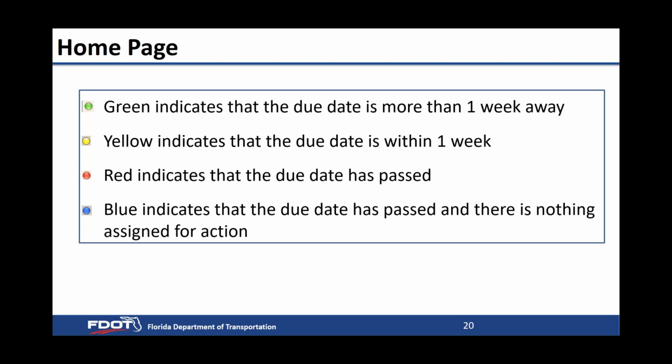And a blue dot indicates that the due date is passed, but there's nothing for you to do. So you may have already made your comments. The comment due date's passed. It'll just say that, that's a blue. There's really nothing for you to do on that action.